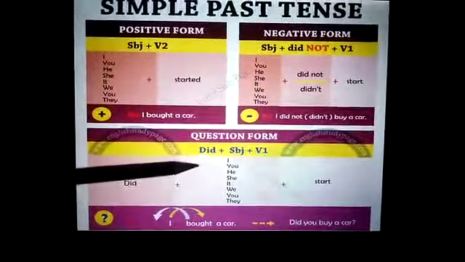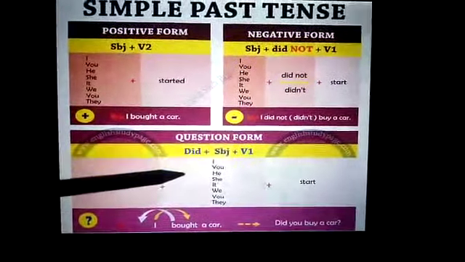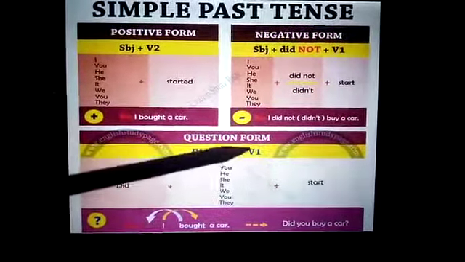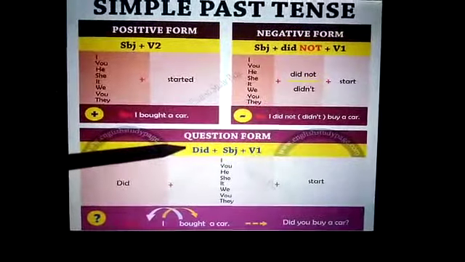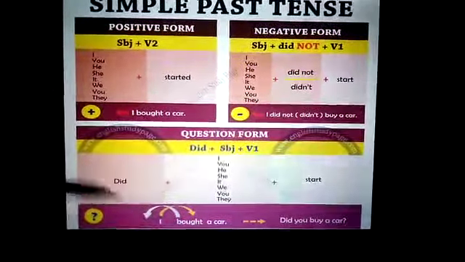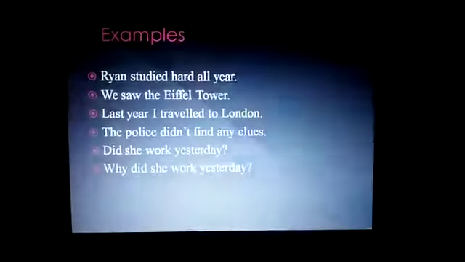Now, if we change the simple past into questionnaire form or an interrogative form, then how do we write it? Did plus subject plus first form of verb, or any question word plus did plus subject plus first form of verb. It will be more clear by the examples.